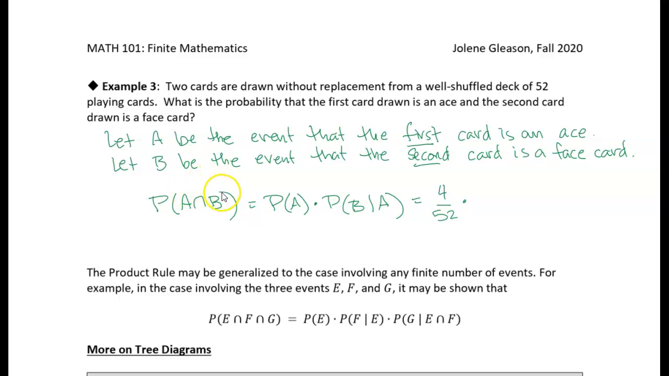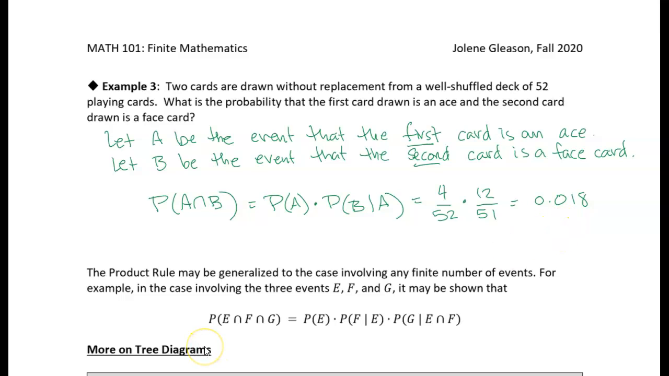Now the second probability, the probability that the second card is a face card. Let's think about how many face cards there are. There's Jack, Queen, and King of 4 different suits, so that's 12 cards. But now we've already drawn 1 card, so we only have 51 cards left. The probability of drawing a face card on the second draw is 12 out of 51. If we multiply those and write it as a decimal, we get 0.018, so about a 1.8% chance that you get an ace and then a face card.